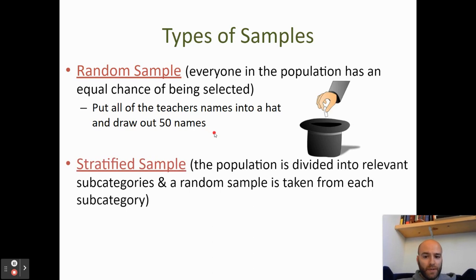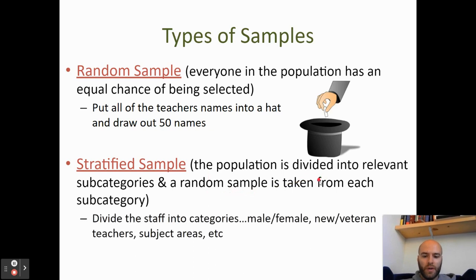There's a second option, something called a stratified sample, where the population is divided into relevant subcategories, and a random sample is taken from each subcategory. So if we really wanted to be sure that we were representing all departments, all different subjects, male versus female, we could separate our teachers into those groups, and we could pull certain numbers randomly from those groups to ensure that we're getting a truly representative and random sample.